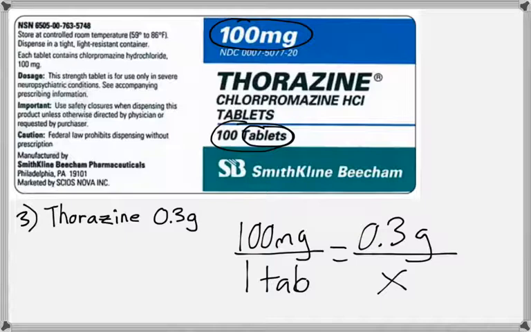Okay, so I want to solve my proportion, but I need to make sure that my units match. So I'm going to convert the 0.3 grams into milligrams, and I do that by moving it over 3 places. So 300 milligrams, and then I can solve. So 1 times 300 divided by 100, and we get 3. So x is equal to 3 tabs.